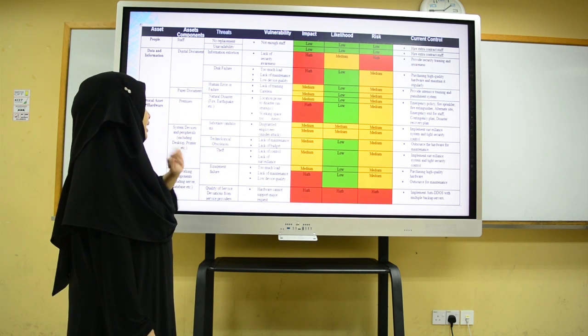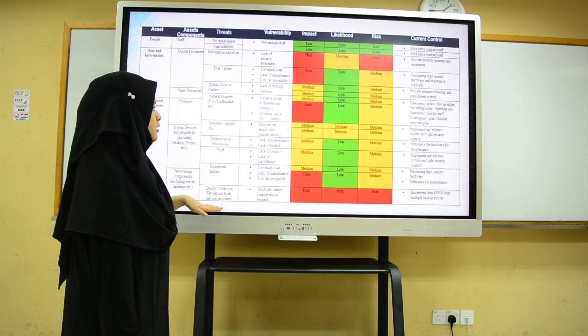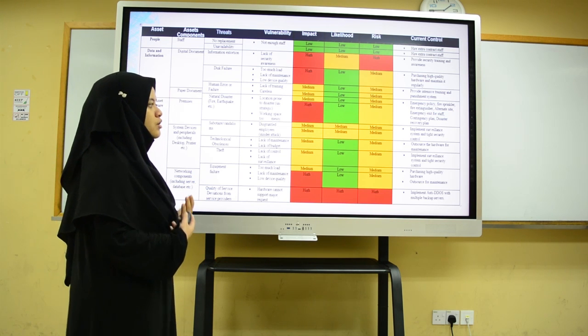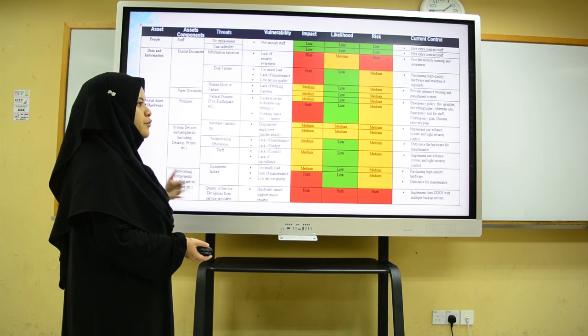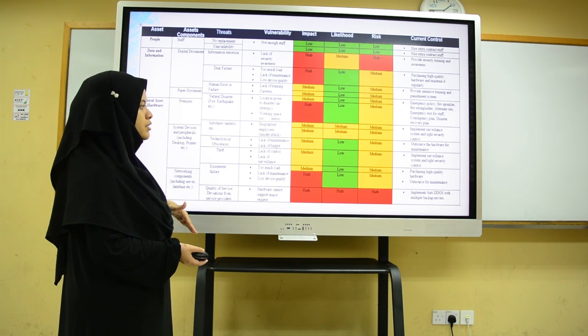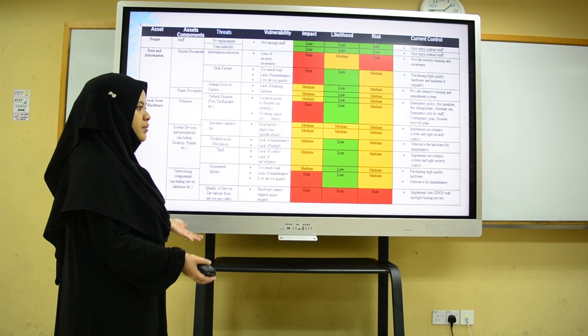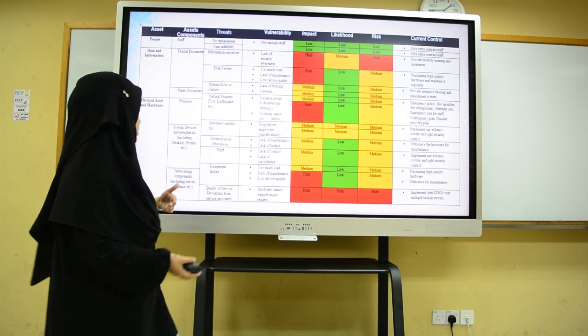Equipment failure can be high and can be medium, because we have to purchase high quality hardware and outsource for maintenance. If we just use an inside source, it can be high cost, but if we outsource it, for example with a contract, it can be low cost and an advantage to us.